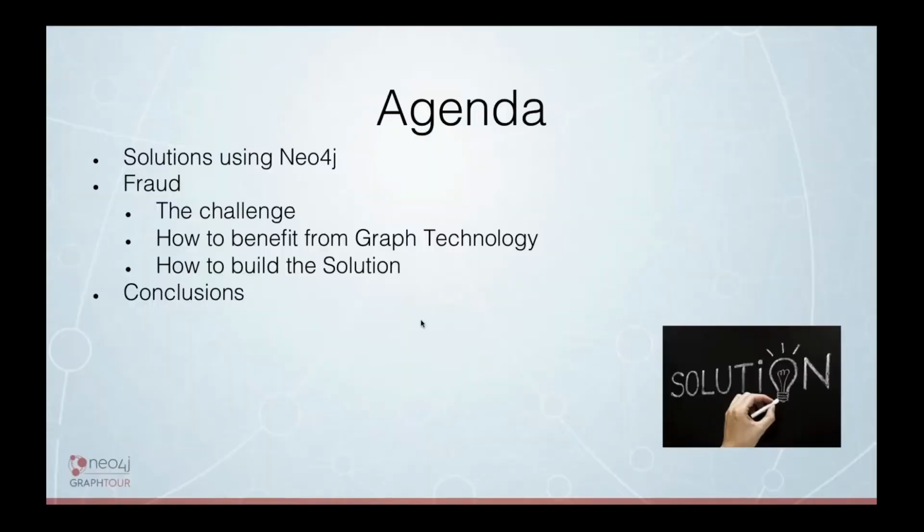For the agenda, I would like to start with some general remarks on how Neo4j fits into building your next generation solutions. Then I would like to get a bit more specific on the advantages for fraud solutions by first describing the challenge, then talking about how you can benefit from graph technology, which brings us to a brief description of how you can build graph-based solutions. And we will end with some conclusions on how you can turn this to your advantage.